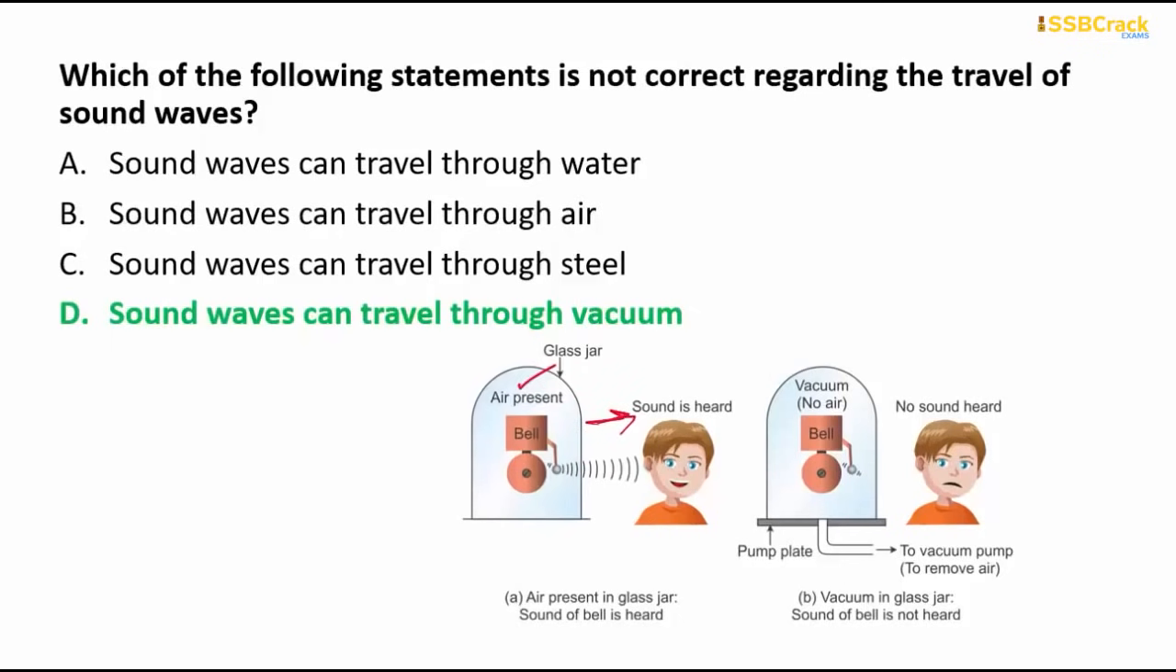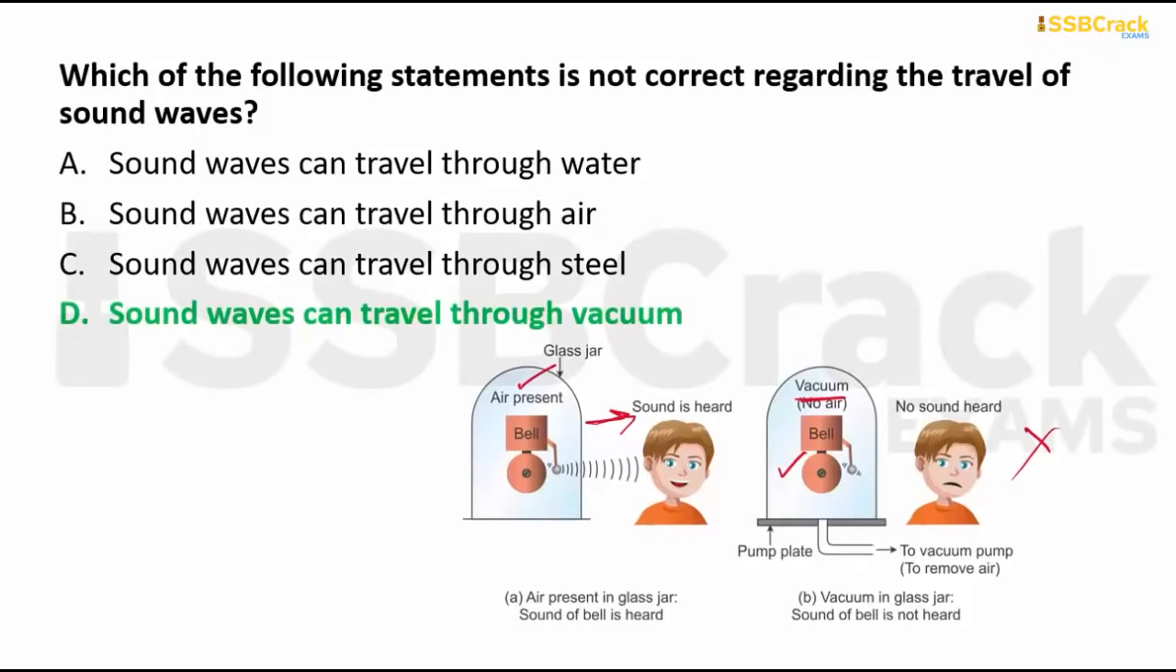But if the air in the glass jar is completely removed and a vacuum is created inside, then even though the bell rings, no sound will be heard. That clearly explains that sound waves cannot travel through vacuum. So that is the reason why option D is not correct regarding the travel of sound waves.